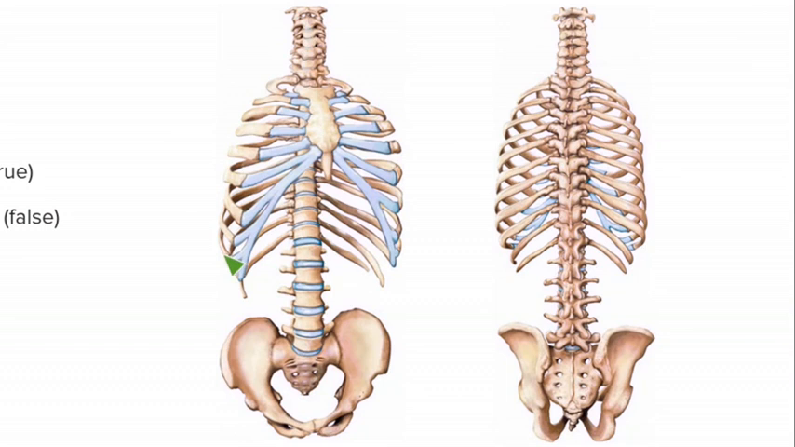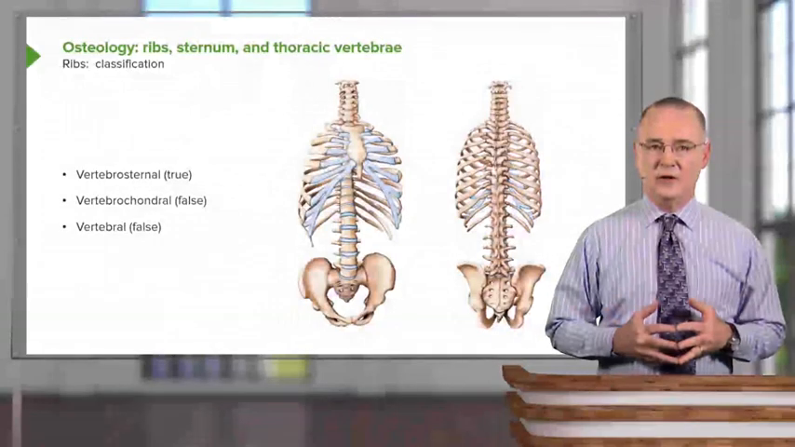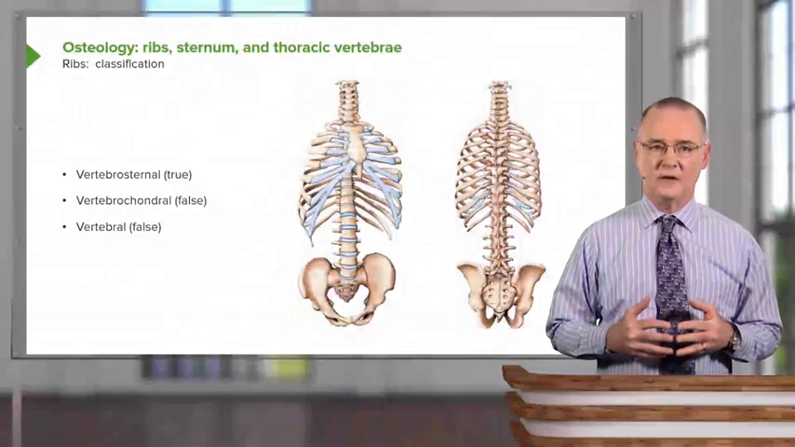Similarly, rib number 9 connects with this portion, the costal cartilage, and then the 10th one does so as well. The name for these false ribs would be vertebral chondral because of their posterior attachment to the vertebral column and their anterior attachment to the costal cartilages.